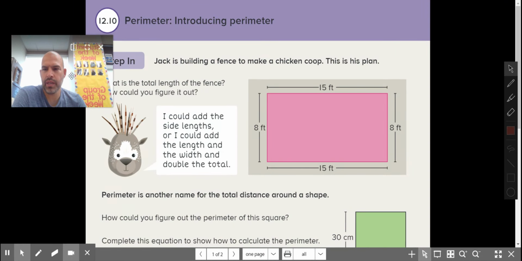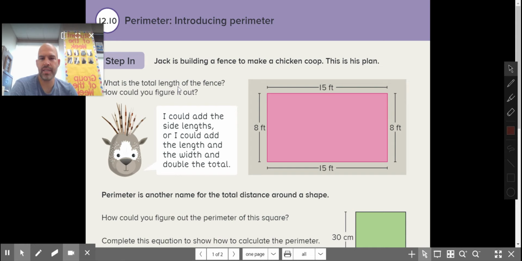So just a quick look here at the step in. It says Jack is building a fence to make a chicken coop. This is his plan. What is the total length of the fence? How could you figure that out? So what did we learn about perimeter? Add the sides, right? So 15 plus 15 is 30, so we just double that. 28 plus 28, 8 plus 8 is 16, right? So 30 plus 16 is 46.